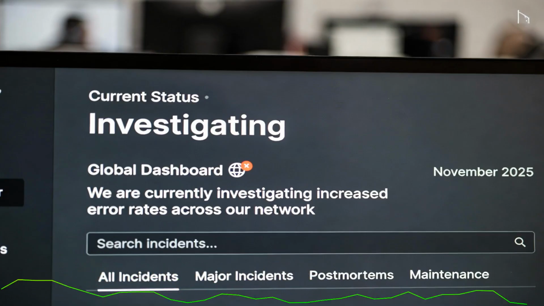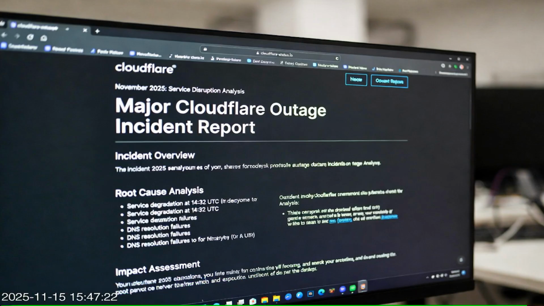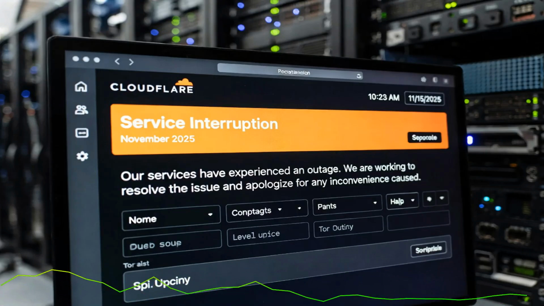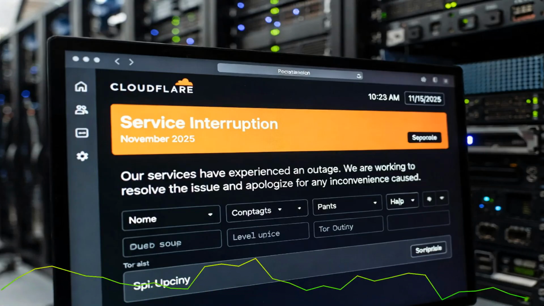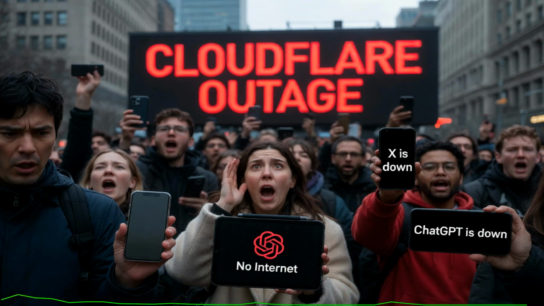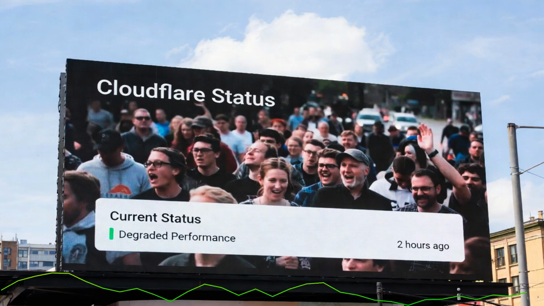The telemetry looked green. Latency was nominal. But at 1349 UTC, the first alarms fired. It wasn't the traffic serving layer that screamed, it was the API. Customers attempting to push new code to Cloudflare workers or update firewall rules started seeing timeouts.